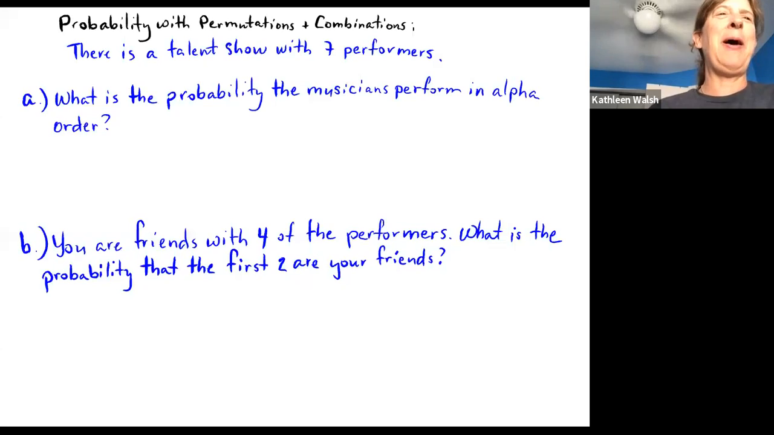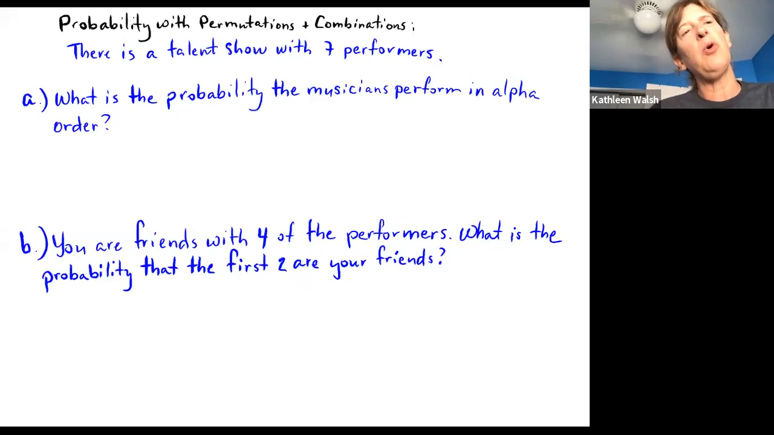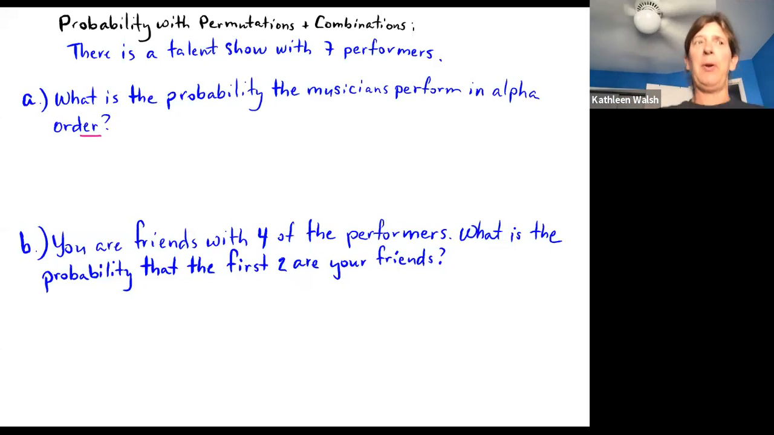We are talking about probability with permutations and combinations. And here's our scenario. There is a talent show with 7 performers, and we are asked, what is the probability the musicians perform in alphabetical order? Well, remember we talked about permutations: when you see that word order, you know it's a permutation. So I'm going to remember that permutations is going to be needed to solve this probability question, okay?